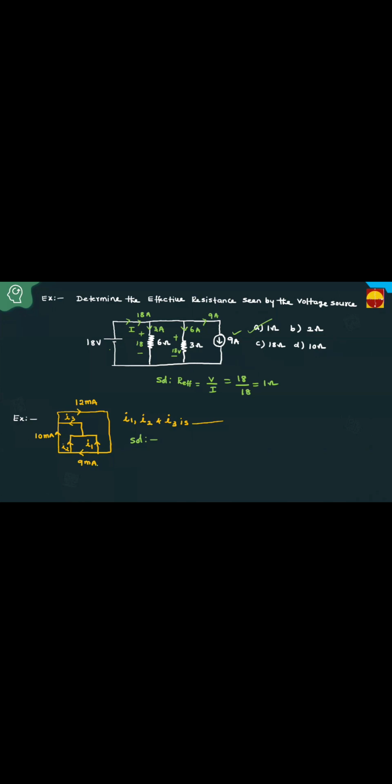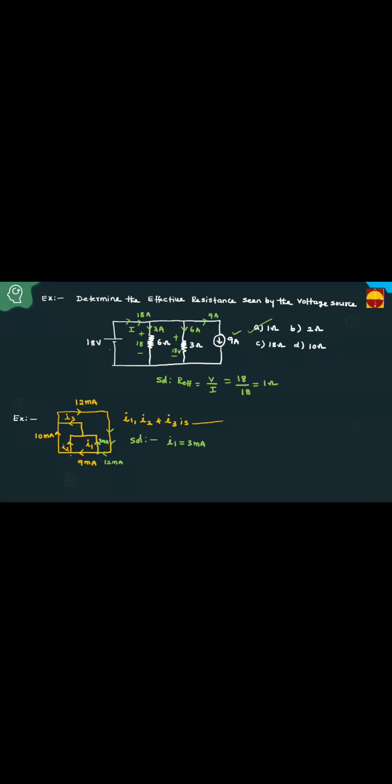Concentrate. Here, this current is 12 milliampere, it is given as 12 milliampere. This is 9 milliampere. At this node, 12 milliampere is entering, 9 milliampere is leaving, and this current is also leaving. How much? 3 milliampere. That's why I1 equals 3 milliampere. One is over.